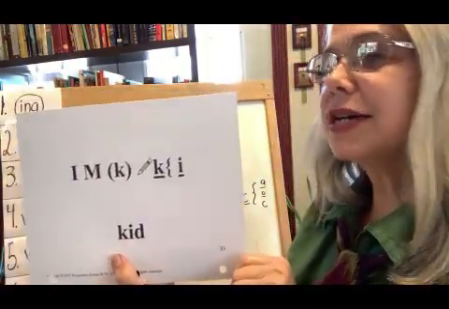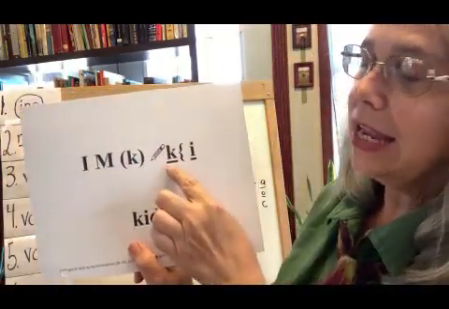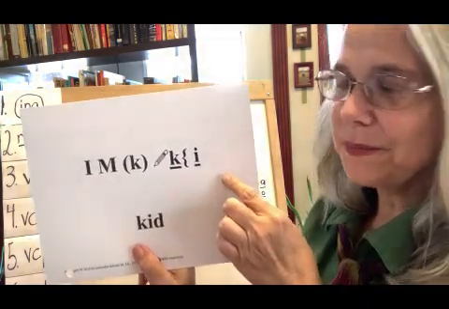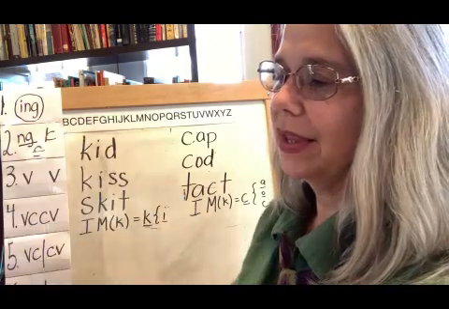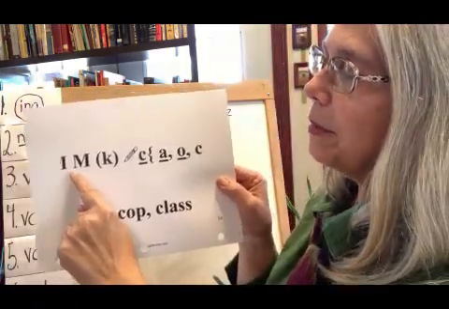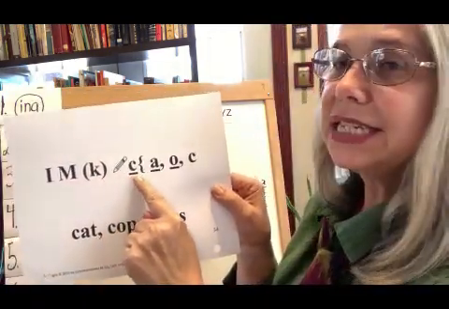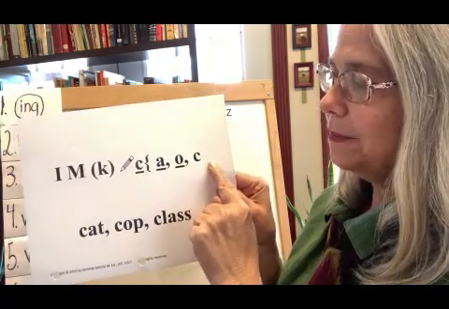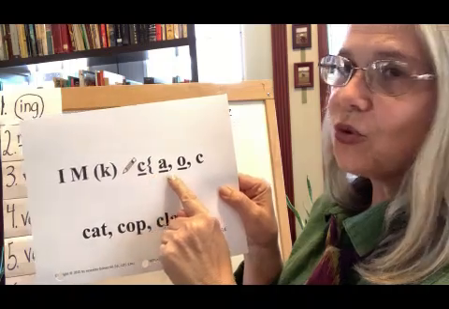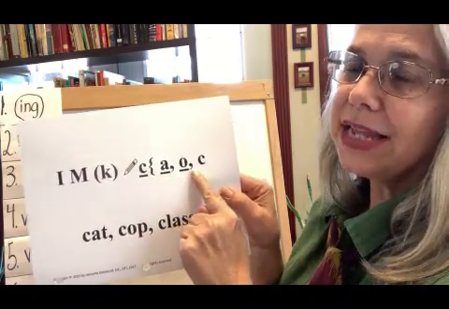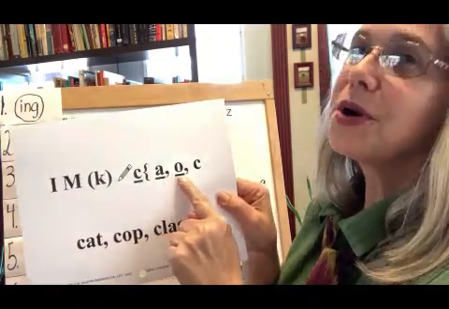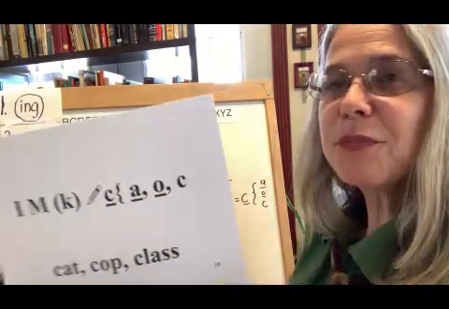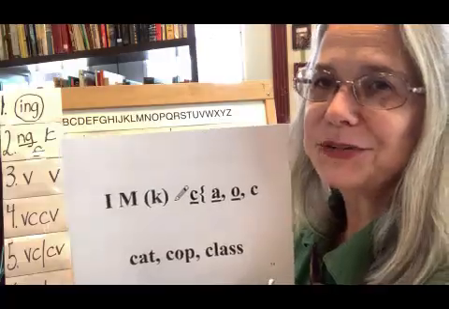Initial medial k is spelled K before i, and that could be a long i or a short i sound, as in kid. Initial or medial k is spelled C before a, o, or consonant. And these could be either short a or long a sounds, short o or long o sounds, such as cat, cop, and class. We're going to practice that today in our application.